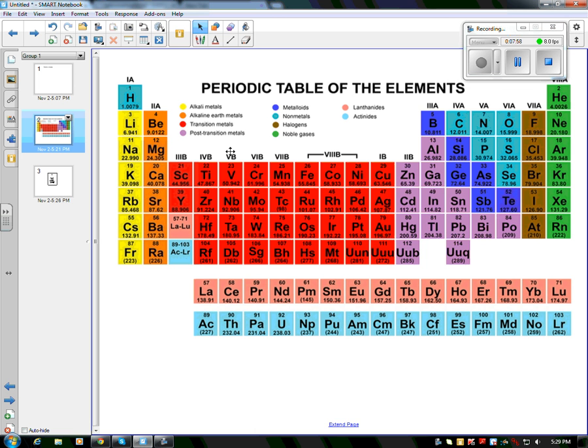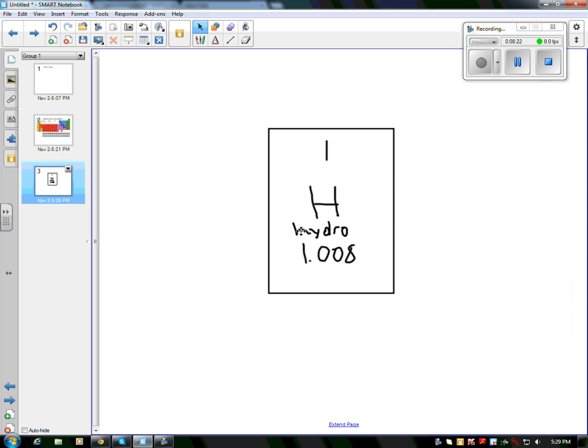So after you use it a lot, you'll know hydrogen, helium, lithium, beryllium, boron, carbon, nitrogen, oxygen, fluorine, neon, sodium, magnesium, aluminum, silicon, phosphorus, sulfur, chlorine, argon, and so on. You'll get to know the names of them once you start working with them in chemistry a lot. But in some of them, they actually write the name underneath it.